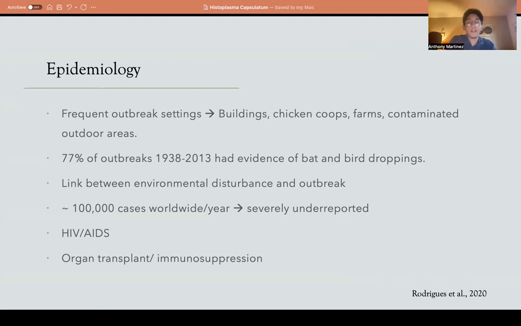And even in some cases where they use proper PPE as wanted by NIOSH or OSHA, I'm sorry, they still reported being infected, and that's probably just because they weren't wearing their PPE properly. Again, there's 100,000 cases worldwide per year, but this is severely underreported and in some countries isn't even reported on. In HIV and AIDS patients slash immunosuppressed individuals, this can take root a lot easier, and it can also be transmitted via organ transplantation, though that's pretty rare.